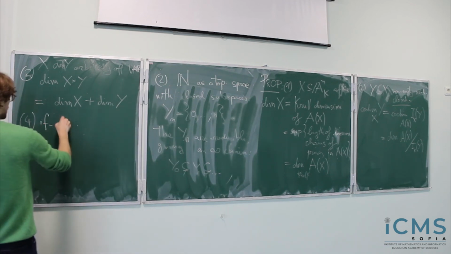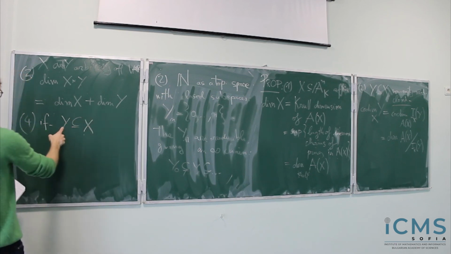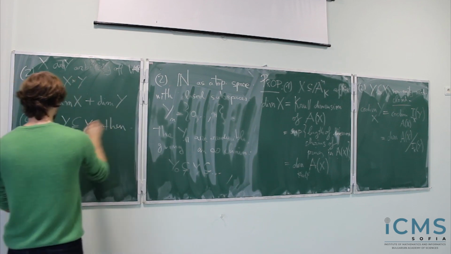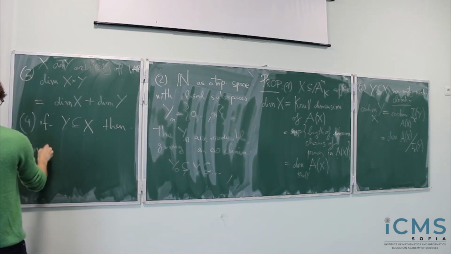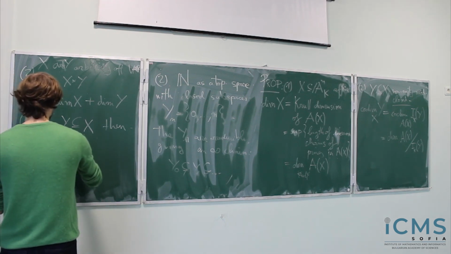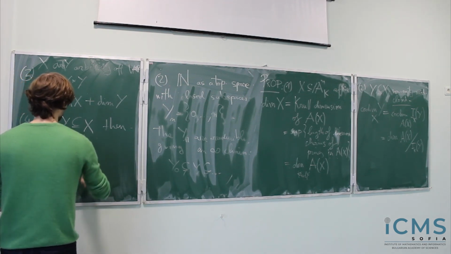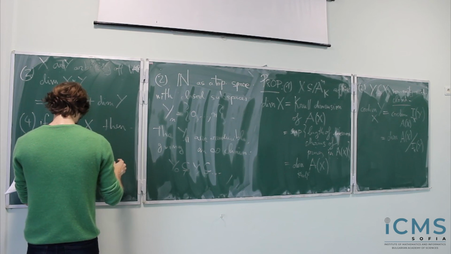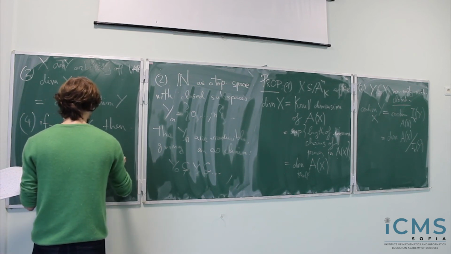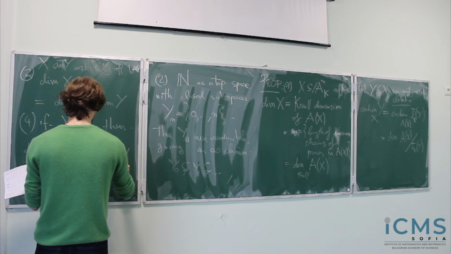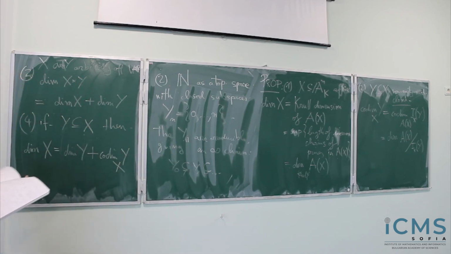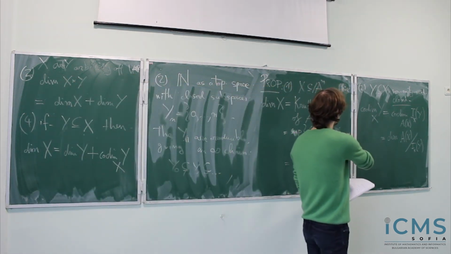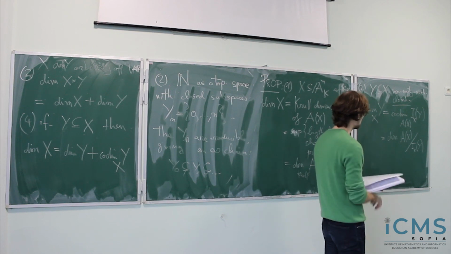If Y is included in X, or if Y is a subvariety of X, then the dimension of X will be equal to the dimension of Y plus the codimension, in this sense.